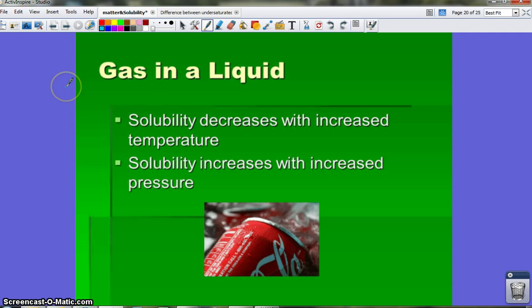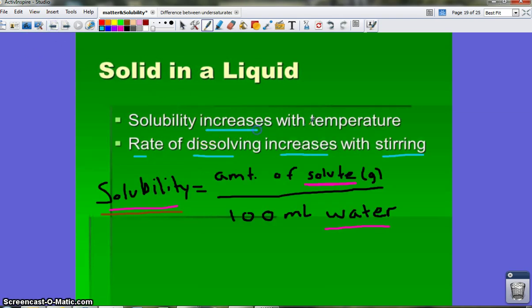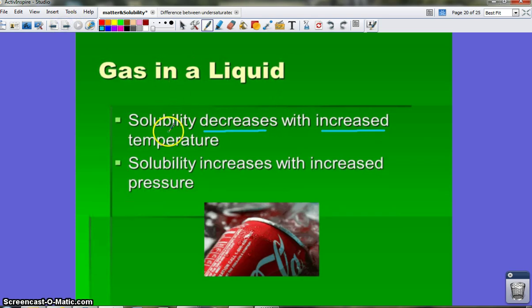The other type that we're going to look at is a gas in a liquid. That would be like a soda. You can see the can of Coke down there. The solubility, or the amount of gas that can fit within 100 milliliters of liquid, will decrease with increased temperature. So how does that compare to a solid in a liquid? Well, let's go back. Solubility increases with temperature with solids, and with gases, solubility is going to decrease with temperature. So they're inverses.